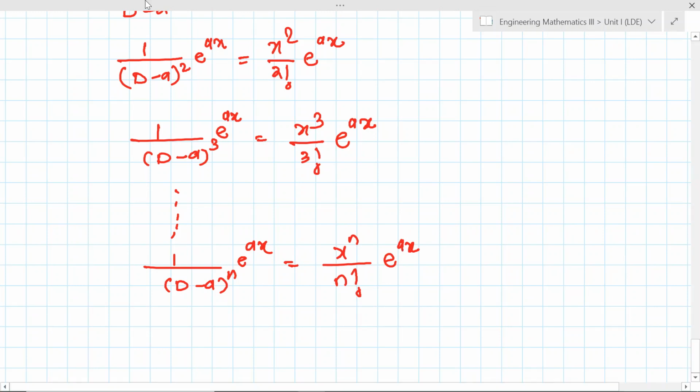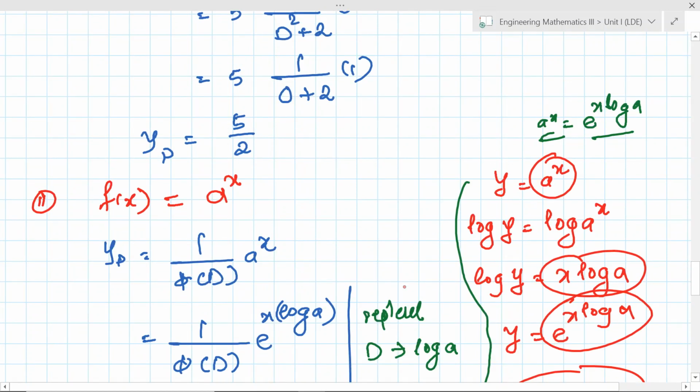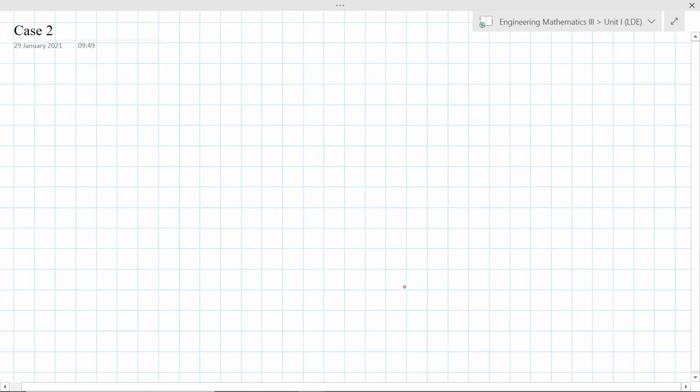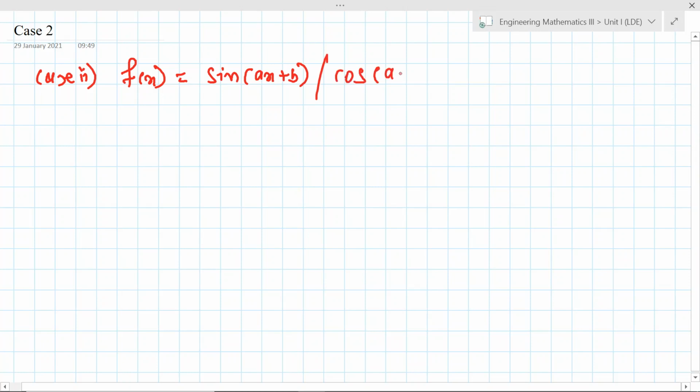Okay, so that's it about this. And now see the second case. I think there is no problem in the first case. Okay, see the second case, case number 2. If my f(x) is equal to sine of ax plus b or cos of ax plus b. Out of these two, whatever it is, the procedure is the same. So let us see that.